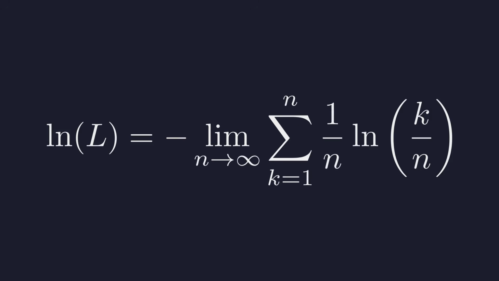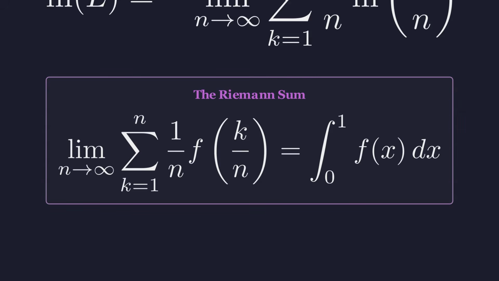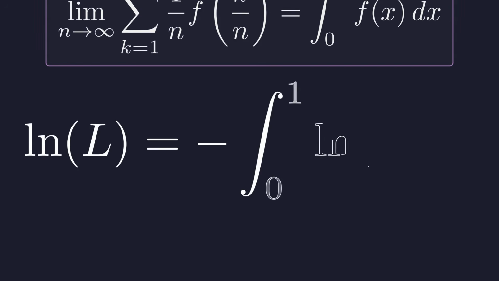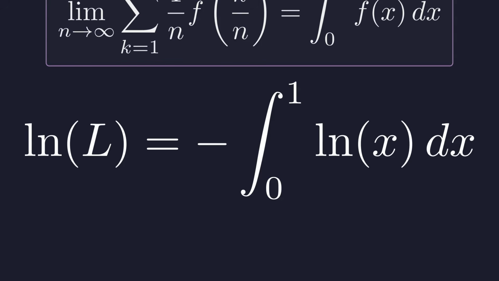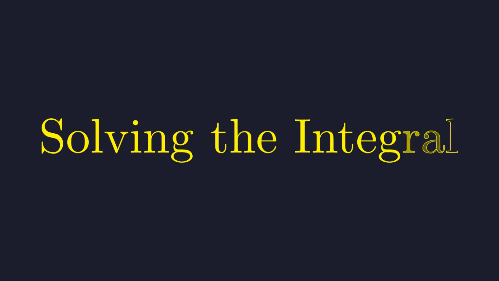This matches the Riemann sum for natural log of x on the interval from 0 to 1. A Riemann sum with an average and values at k over n becomes an integral of a function of x from 0 to 1. Here the function is natural log. So natural log of L equals the negative integral of natural log of x from 0 to 1. Now we just evaluate that integral.